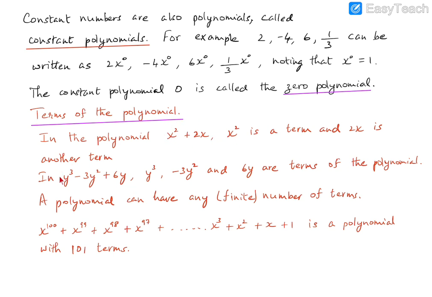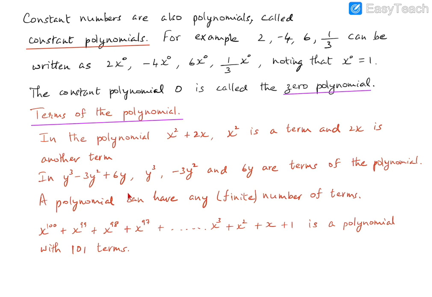Similarly, if you look at this particular expression, it's a polynomial in a single variable, and the variable here is y. Instead of x, we have y. The entire expression has only y, so it is a polynomial in a single variable y, and it has how many terms? 3 terms. Y cube is one term, minus 3y square is another term, and 6y is the third term. So there are 3 terms. Each of these is called a term of the polynomial.